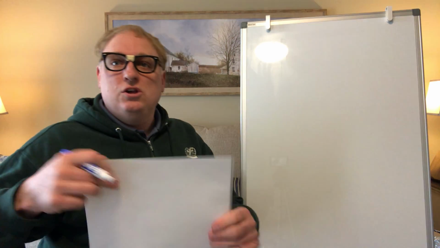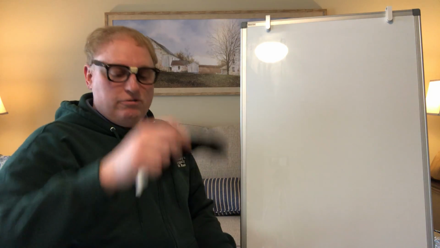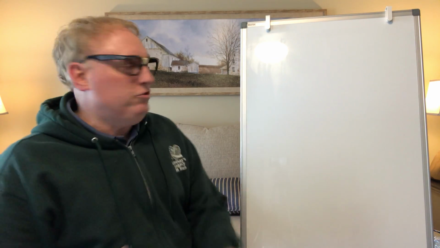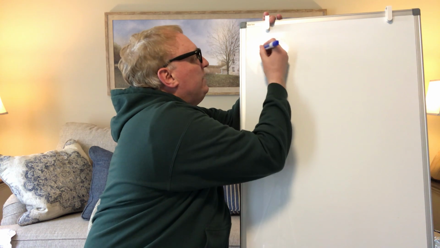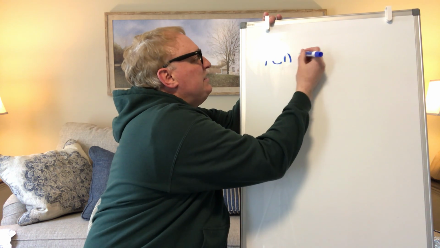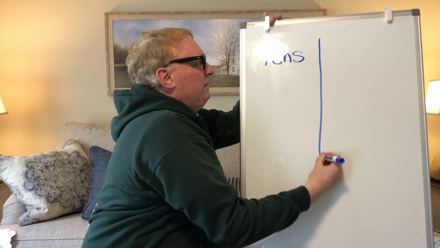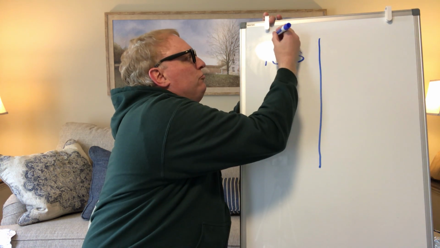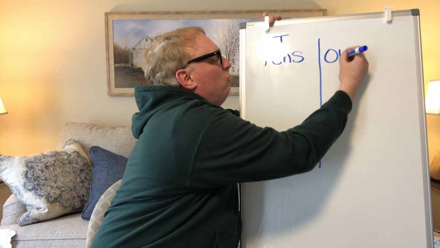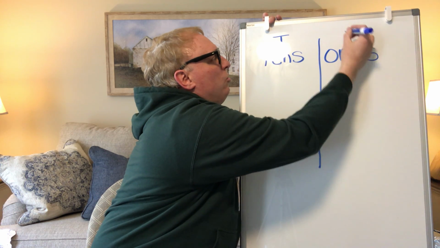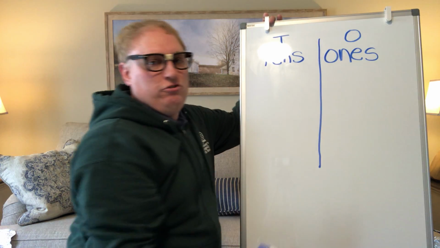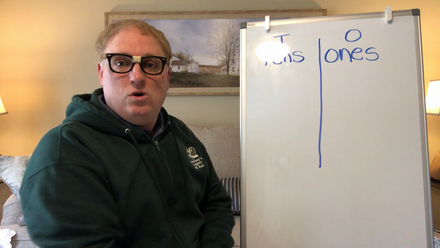So let's start out. If you can get your personal whiteboards, your markers, and your erasers, what I want you to do on your whiteboard is write the word tens or the T for tens. You can also just do a T and write ones on the other side, or just put an O, excuse me, it's not a 0, it's an O for ones.